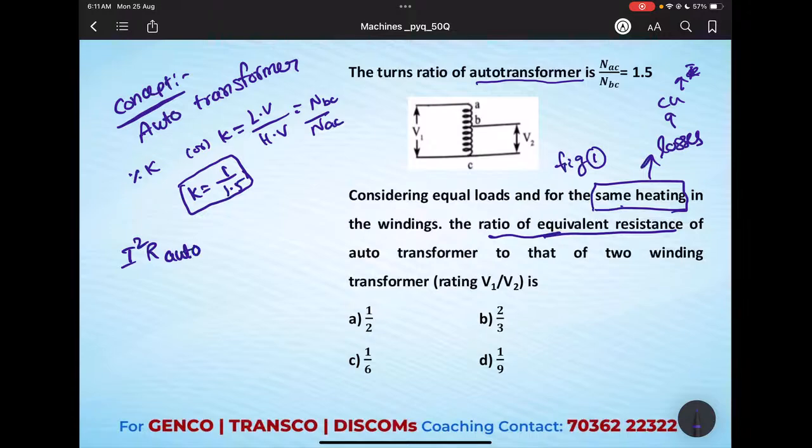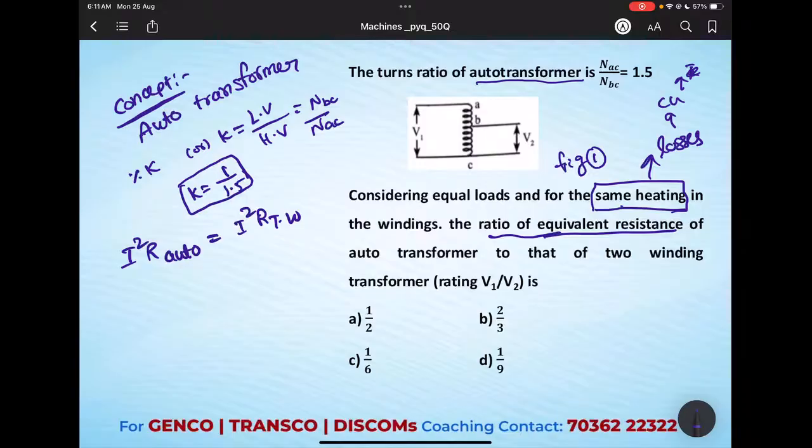That means resistance of auto transformer, I square R two-winding. Okay. So what are the copper losses? We know I square R. For a two-winding transformer, the copper losses are I square R. For an auto transformer, the copper losses are I square R auto, and for two-winding, it is I square R TW.